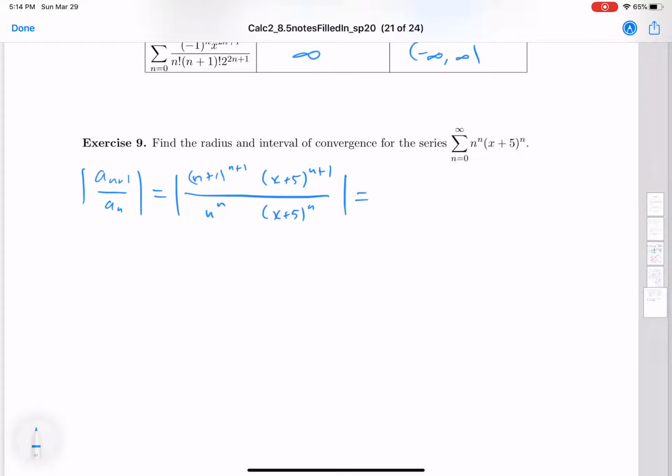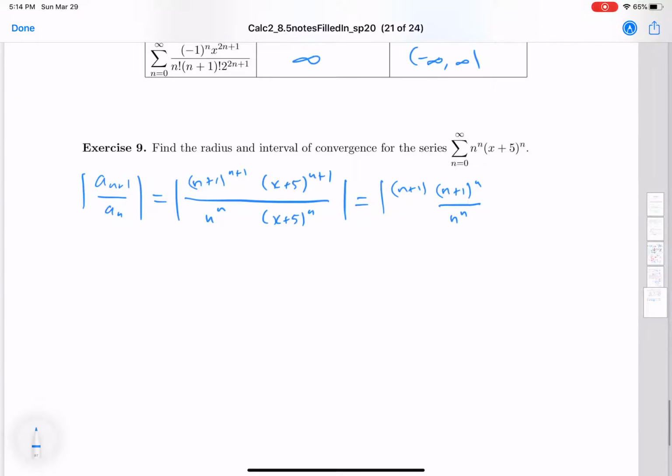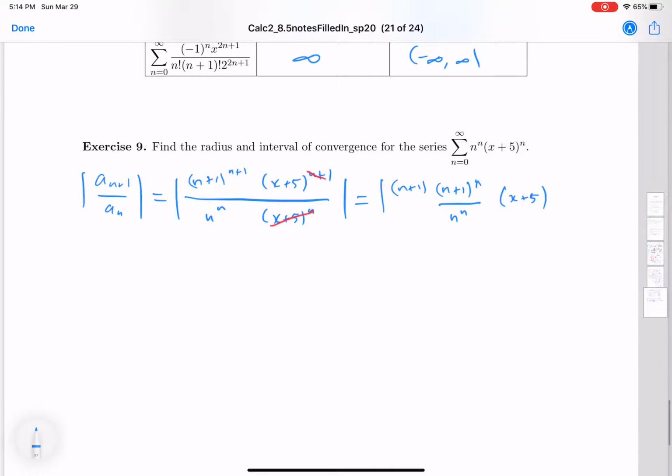And let's see what happens. I'm going to take this top thing and factor out an n+1. The reason I'm doing that is that I'm now left with an (n+1)^n, which I can divide by my n^n. And they have the same exponent, so I can combine them. For the (x+5)s, I've got n+1 of them here, and the other n are going to cancel there. And I'll just be left with an (x+5). That'll be in the numerator.